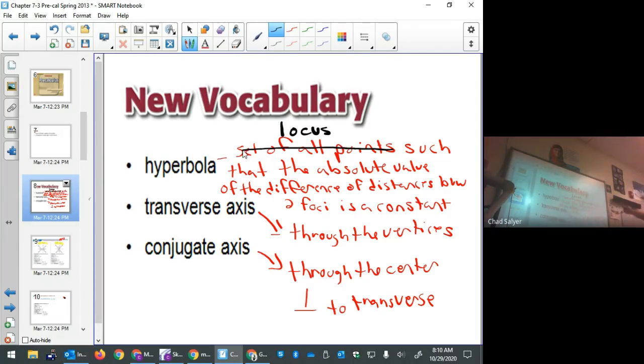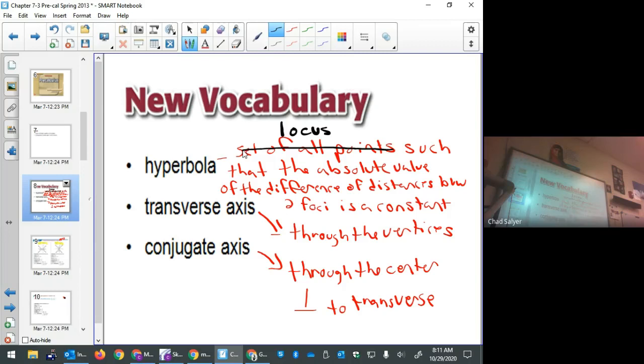Locus such that the absolute value of the difference of the distances between two foci is a constant. And the absolute value part, normally you just say difference. That's one of those parts of the definition that's sometimes present, sometimes not. So the two things that a hyperbola has that the other conics do not have is what's called a transverse axis. And this is the line through the vertices. And it's analogous to the major axis of an ellipse.